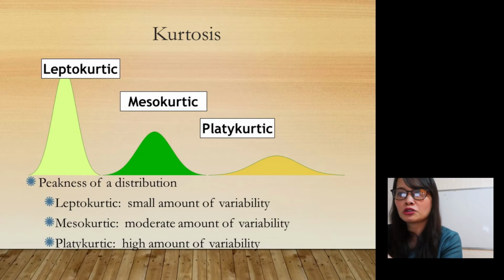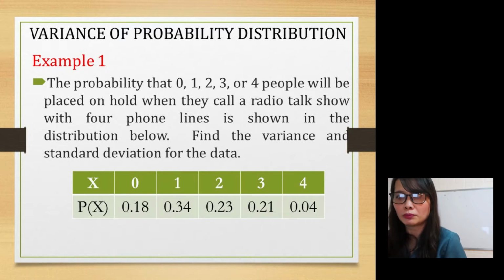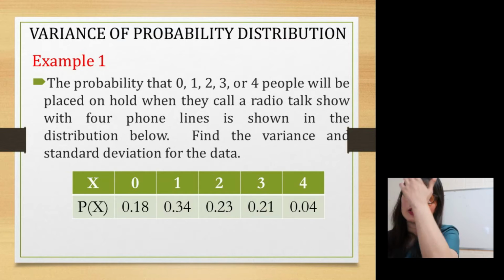When we say kurtosis, you're referring to the thickness of the distribution. So let's proceed now. Variance of probability distribution, example number 1. The probability that 0, 1, 2, 3, or 4 people will be placed on hold when they call a radio talk show with 4 phone lines is shown in the distribution below. Find the variance and the standard deviation.